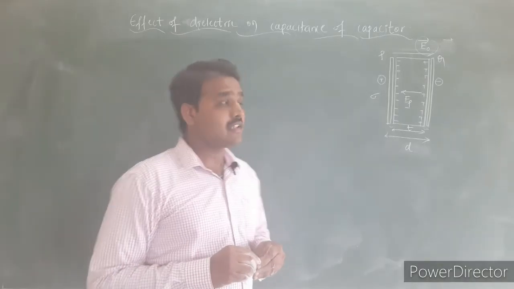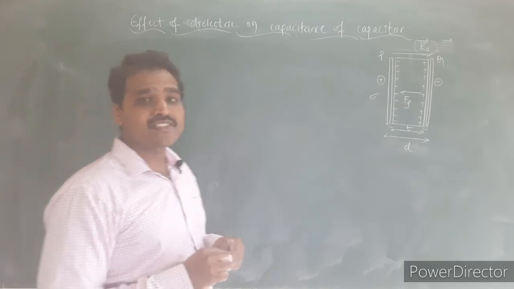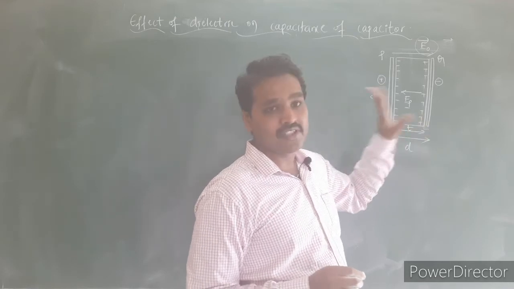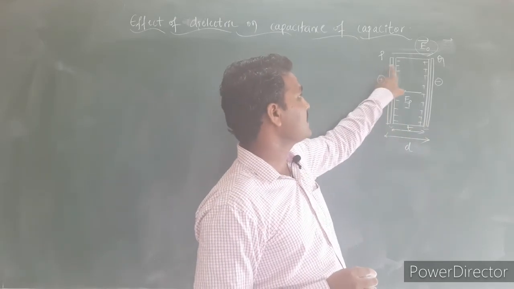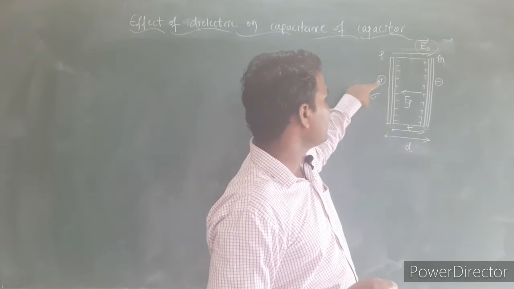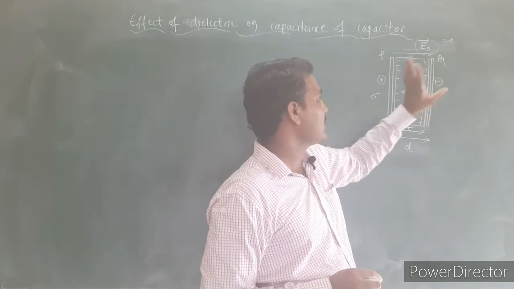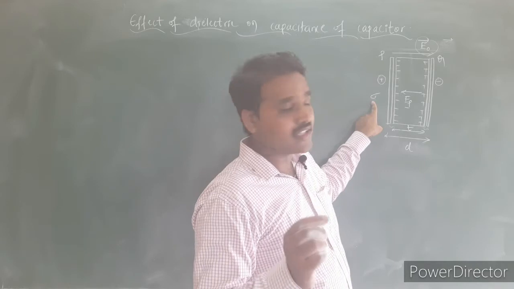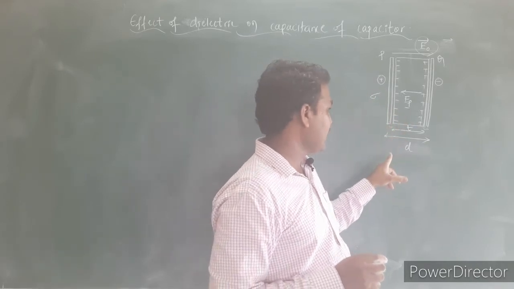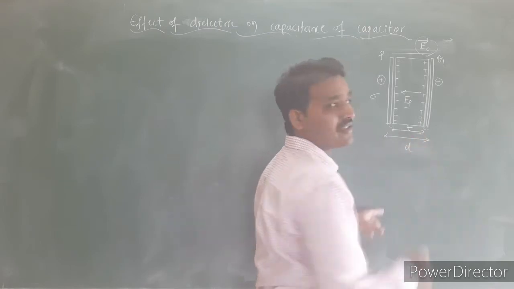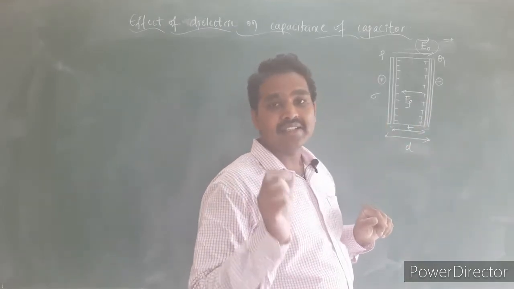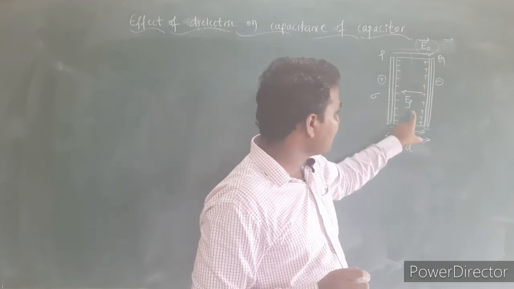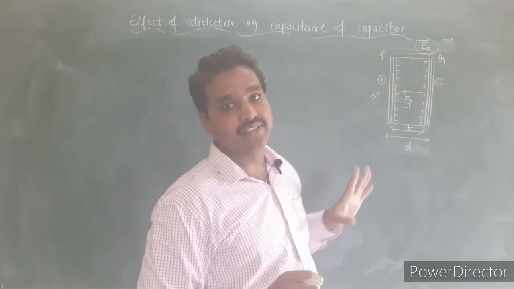Next, let us derive the expression for capacitance of a parallel plate capacitor when a dielectric slab is placed between the plates of the capacitor. For this, let us consider the parallel plate capacitor with plate P, which is positively charged, and plate Q, which is negatively charged. Let Q be the magnitude of the charge on each plate, and sigma the surface charge density of the plates, and let d be the distance between the plates of the capacitor, and let us have a dielectric slab of thickness t in between these capacitor plates.